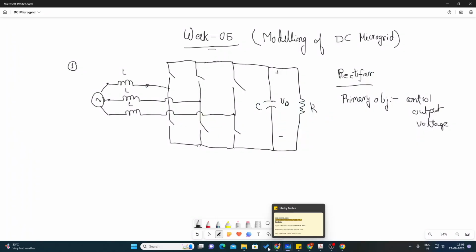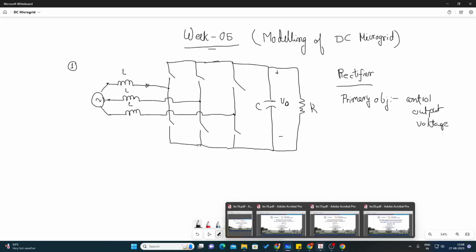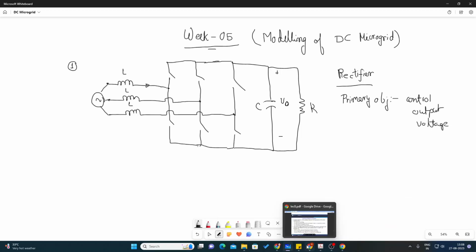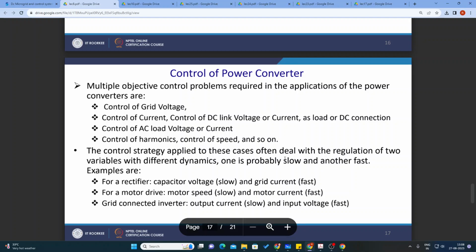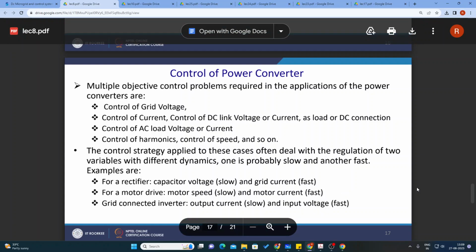But based on the sensitivity we select, or based on what we need to control, that one is a slow control? Is this based on the sensitivity, how much, how fast it is changing?